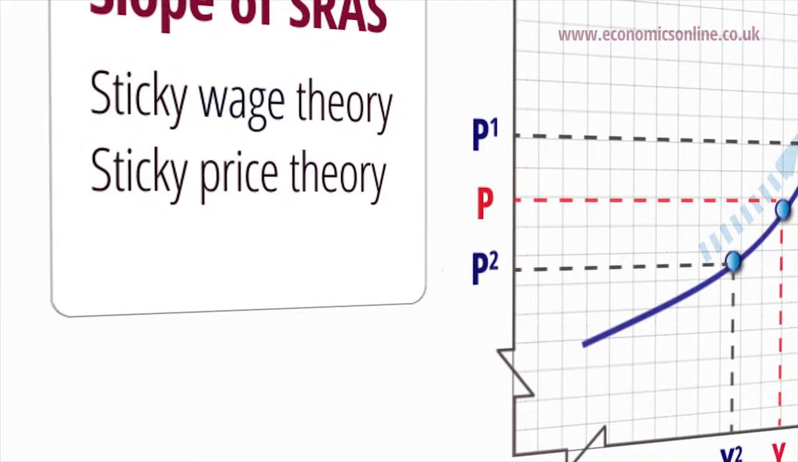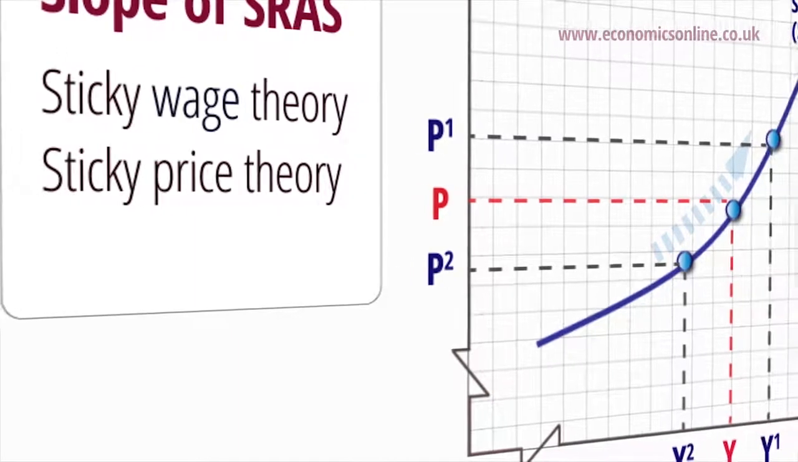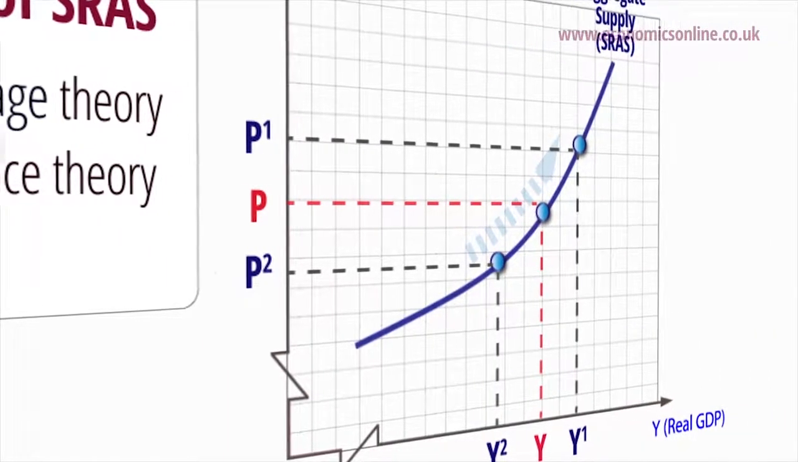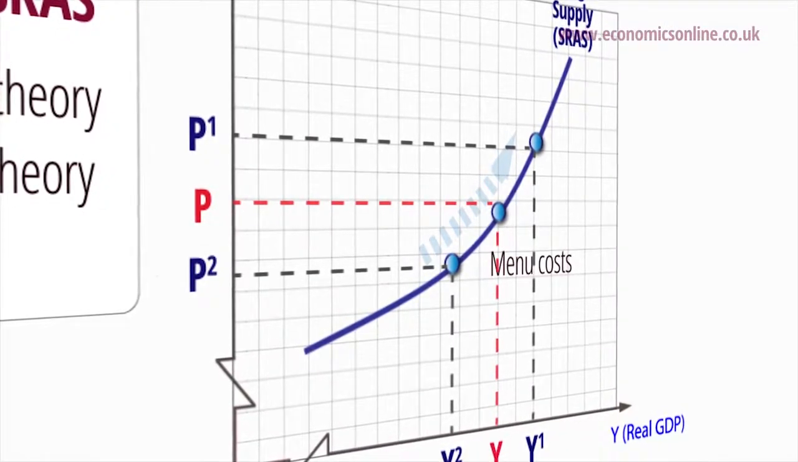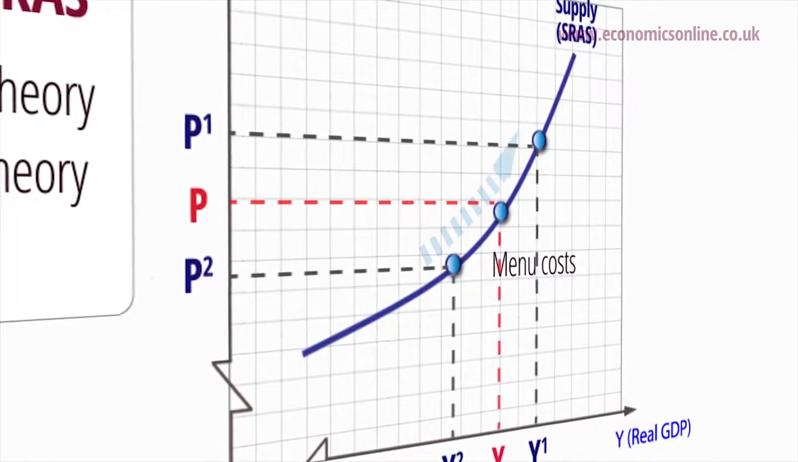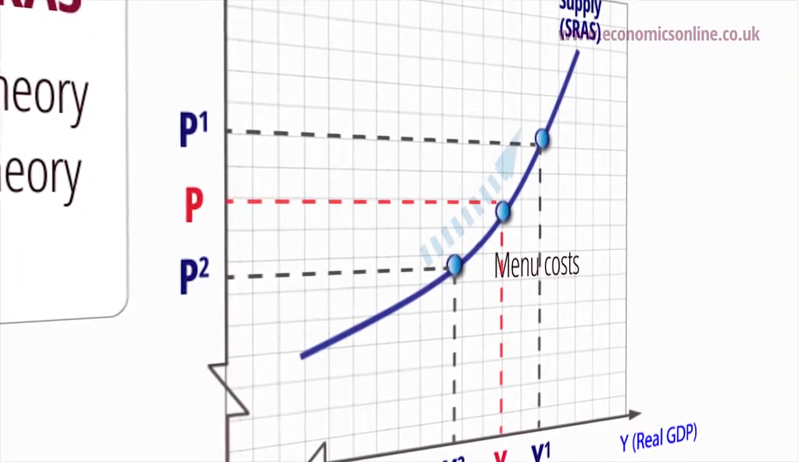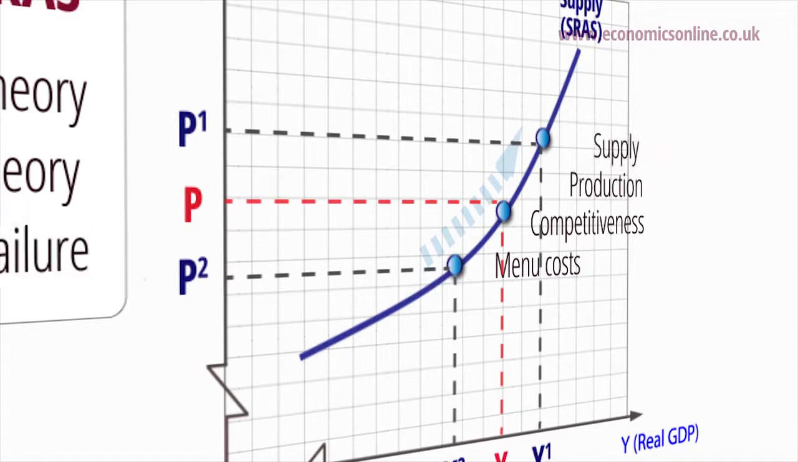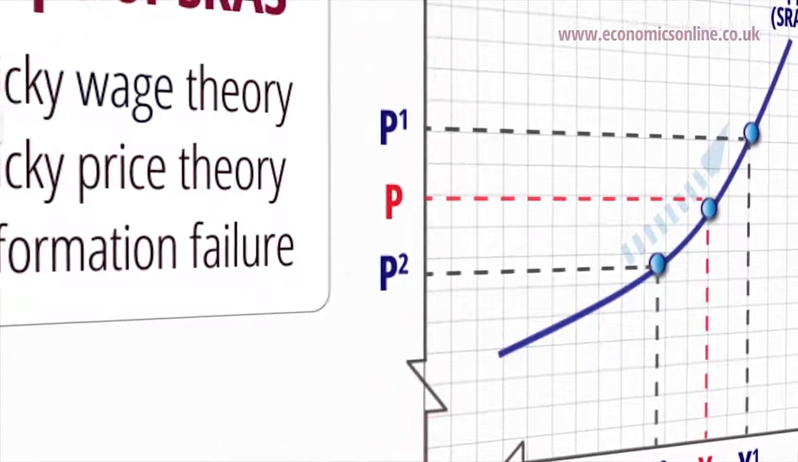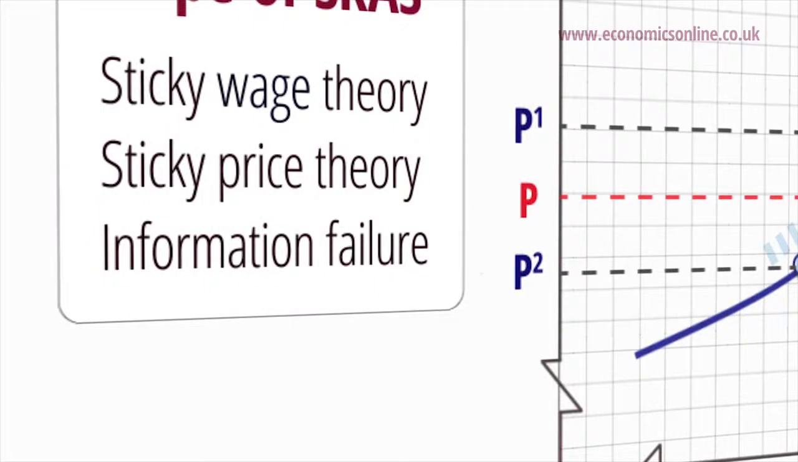Sticky price theory suggests that producer prices for some goods may be slow to adjust to changes in the general price level because there are costs to firms of changing prices, known as menu costs. So, for example, a rise in the general price level, not matched by an immediate rise in some firms' prices, will cause these firms to be more competitive, with an incentive to produce more. A fall in the general price level will make those producers with sticky prices less competitive, and they will cut back on production. Lastly, information failure can also help explain the positive slope of the SRAS curve.